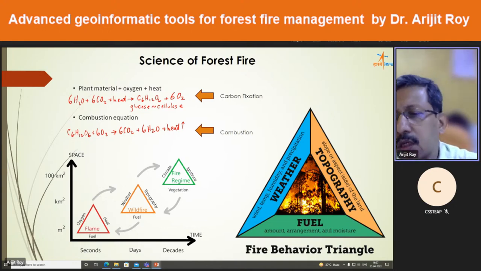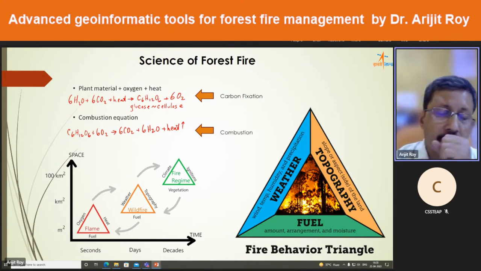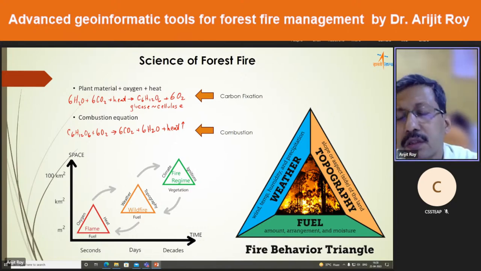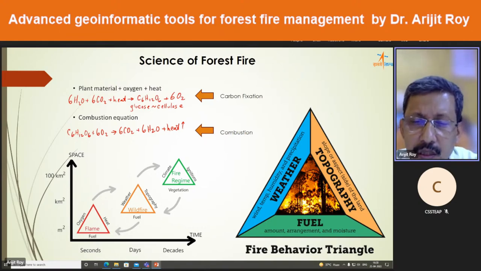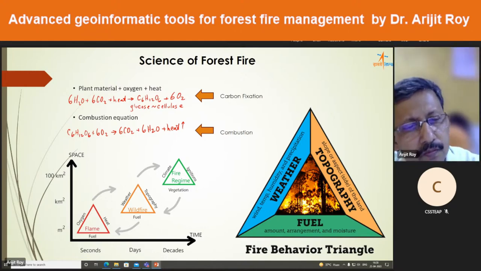The amount, arrangement, and moisture of the fuel play a very important role in fire activities, whereas the temperature, wind, humidity, and the precipitation regimes define the type of fire activities in a particular region. And then the topography, the slope or the aspect of the land, provides the information on the behavior of the fire and its spread in a particular region.